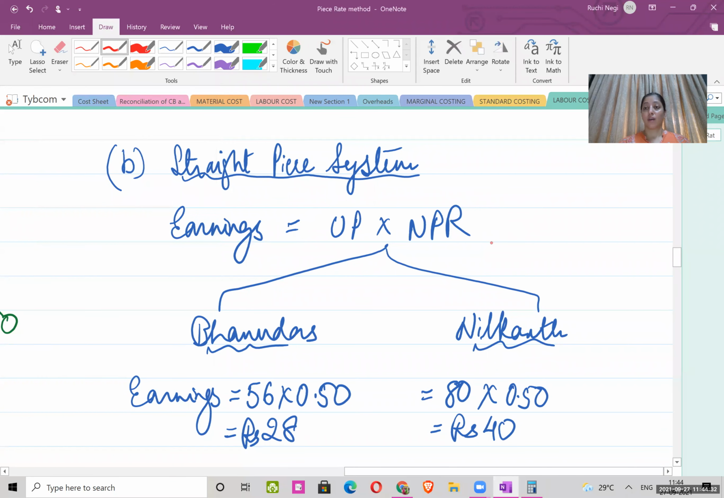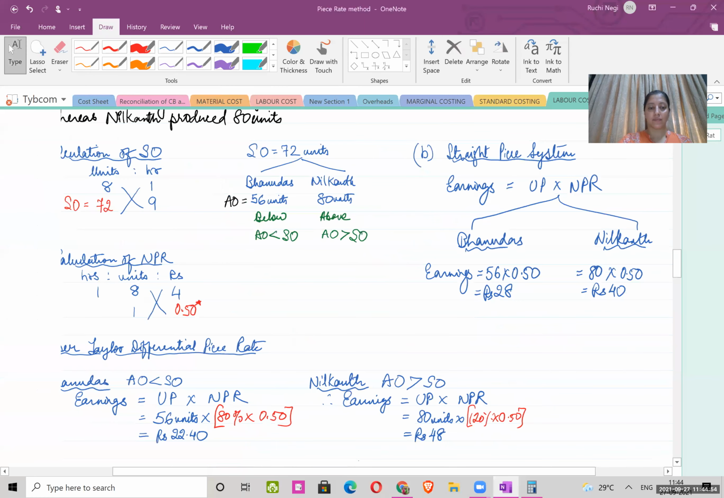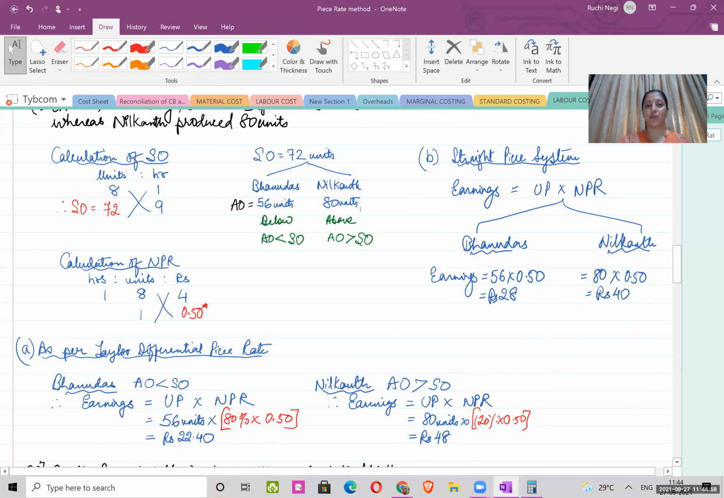Okay. So I hope you have understood the difference between both the methods. In straight piece rate there is no bonus given, no reward for efficient employees, and no punishment to the inefficient one. Whereas in Taylor, there is a reward for efficiency and there is a punishment for inefficiency. Okay. So I hope I'm clear about all this. Yeah. So next lecture, we will take a new sum on Taylor differential piece rate. Okay.